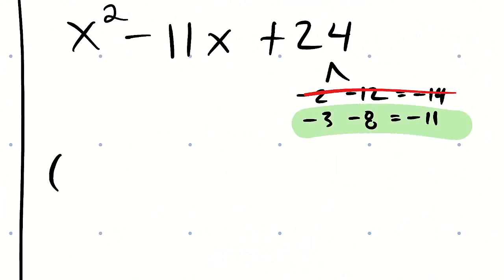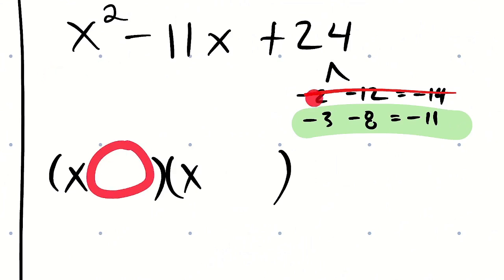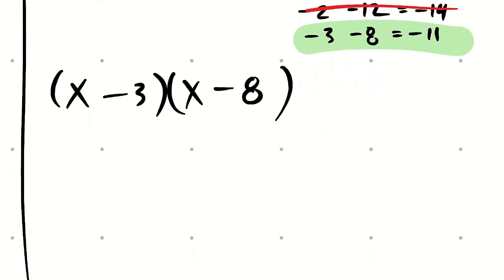So now I'm going to put parentheses here. So that's going to be x and x. X times x gives you x squared. And then our two factors here, negative 3 and negative 8. And then again, we check to make sure that that's correct. So check.